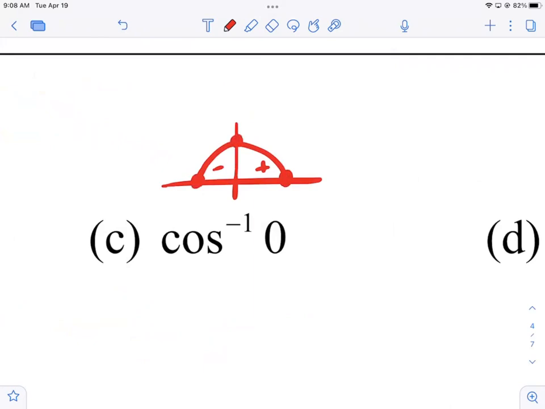Well, it's not on the x-axis, is it? Cosine is the width. The width is 0 when we squish it horizontally to the y-axis. What's the angle up there? Pi halves. Yeah, that's the answer.